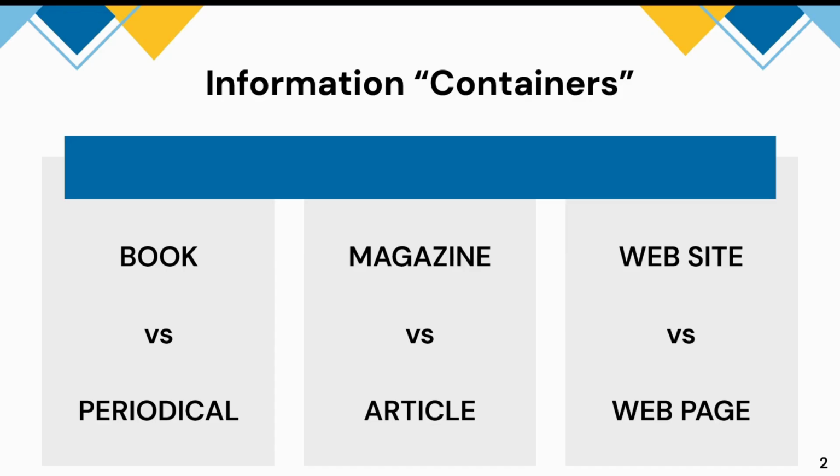Magazines are published periodically in physical or electronic format, and each magazine issue is made up of multiple articles. An article is a written text focused on a specific topic or topics. Same applies to websites and web pages. A website consists of many web pages under one domain name, while a web page is a single web document with a unique URL.